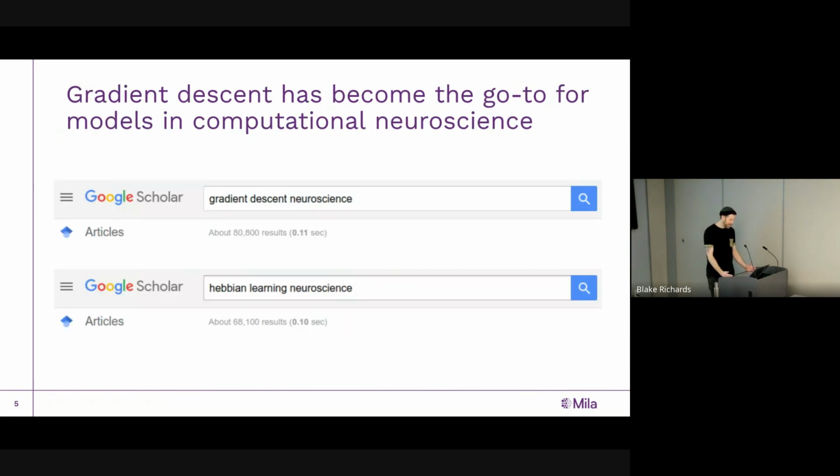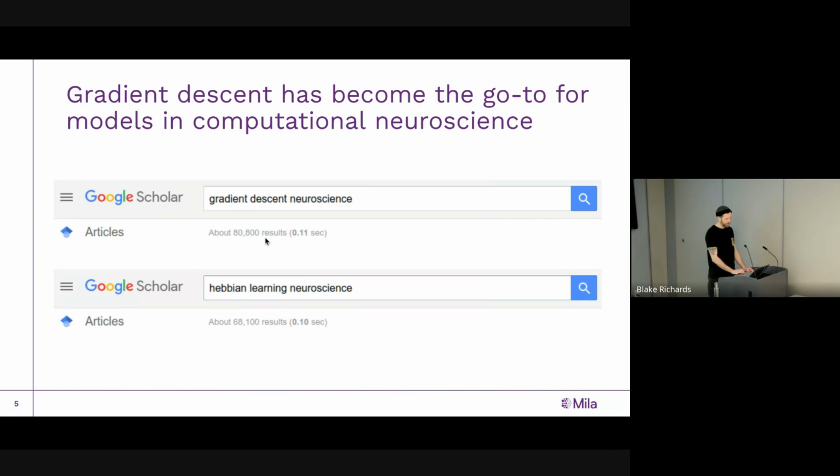Anyway, because gradient descent, or at least algorithms that are correlated with gradient descent, seem to be the only way that we can train high-dimensional systems effectively, what we've seen over the last few years is that computational neuroscience, now that we are trying to build non-toy normative models, has taken on gradient descent as the go-to tool for training our normative models.